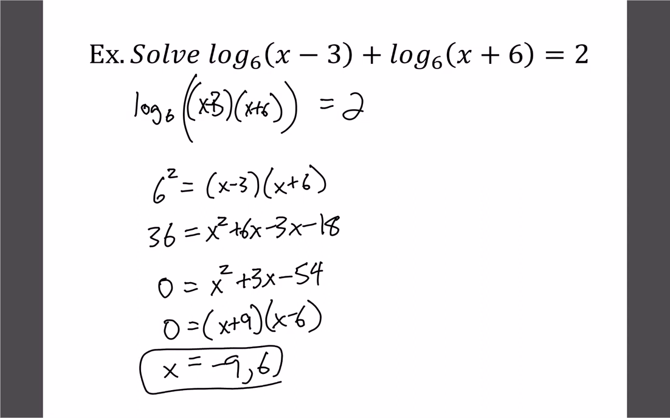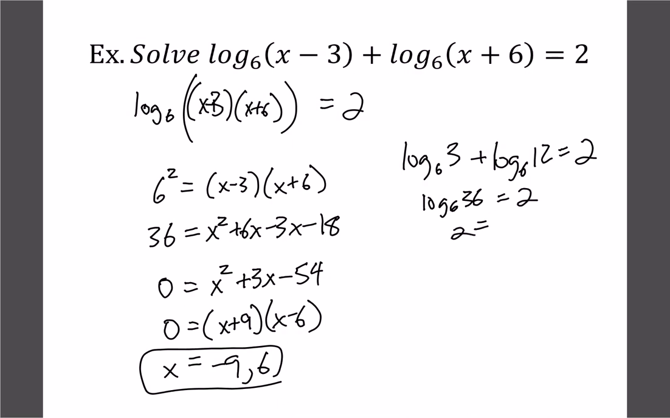Okay, so here's where you want to be a little bit careful. You want to make sure you always double check those answers. So if we plug them in, let's start with the plus 6. So log 6 of 6 minus 3 would be 3. Log 6 of 6 plus 6, which would be 12. And let's use the rule of combining those. That'd give us log 6 of 3 times 12 would be 36. Log 6 of 6 is 2. So that's good. So 6 definitely works.